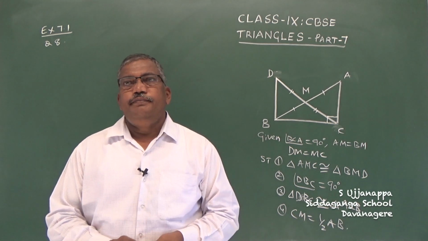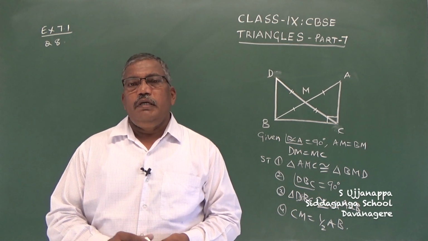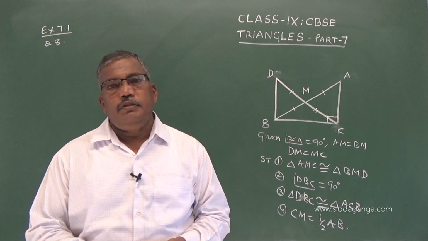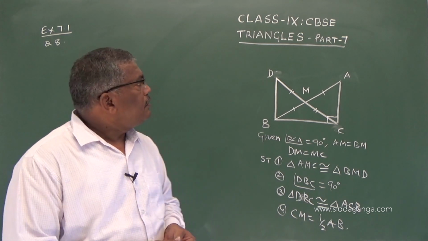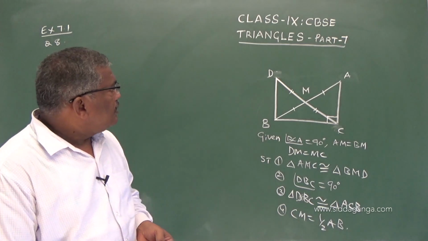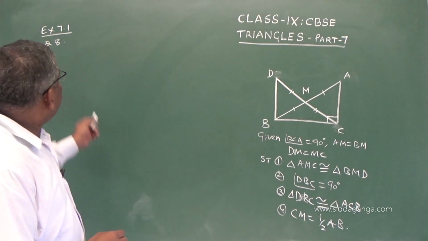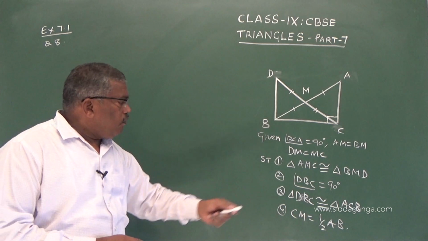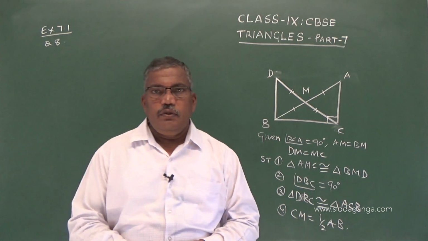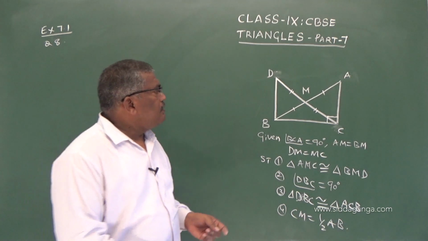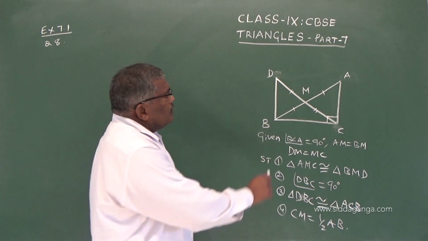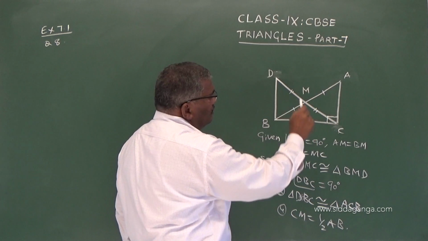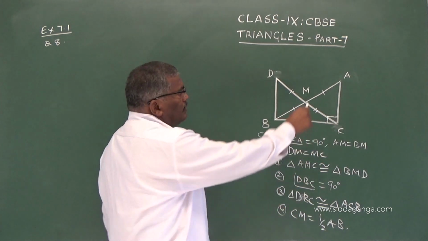Hi students, so we were solving problems in exercise 7.1 under the chapter Triangles. In question number 8, there were 4 sub questions. So the given data is like this, I will remind you once again. This is the sketch given in this diagram.